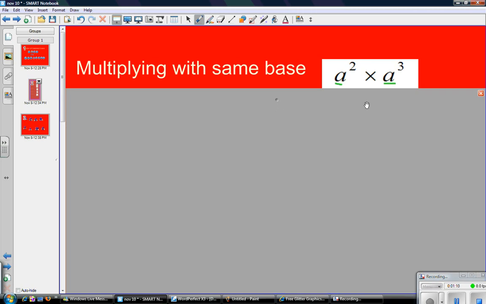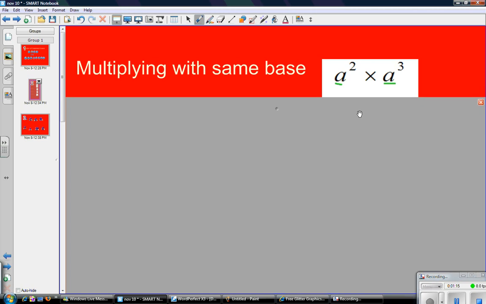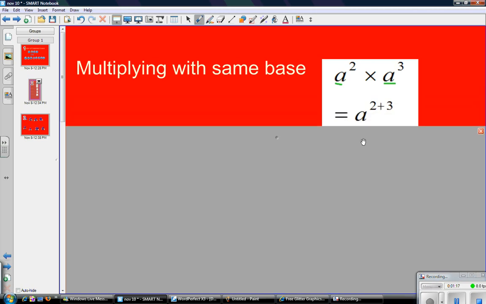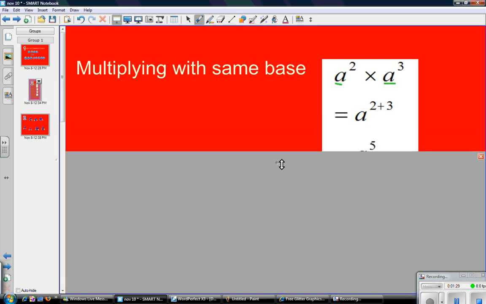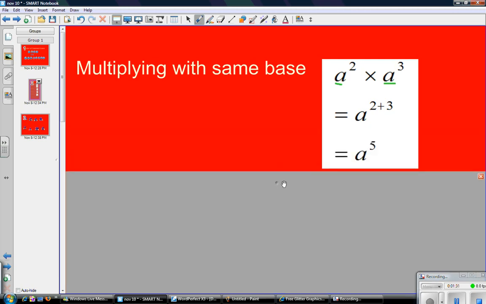So if my bases are the same and I'm multiplying, what I do with the exponents is I must add them. So I would write down a to the power of 2 plus 3. Now, whether you show me this step or not, you don't have to, but that's what your brain has to do. So when I do that, I end up with a to the 5th. So when the bases are the same, we add our exponents.